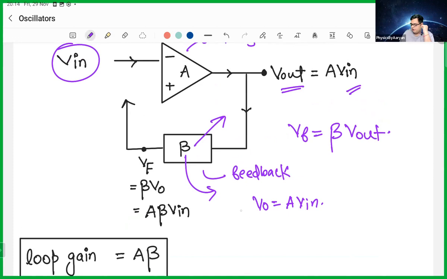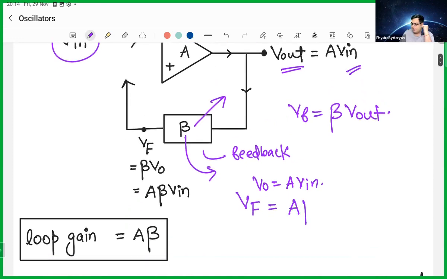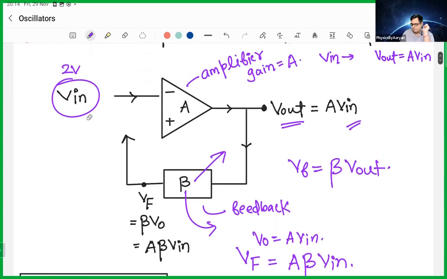So finally, how much is the feedback voltage? Feedback voltage is A into beta into V input. Either you can write it as beta V output, or you can write it as A beta V in. So you can write it in terms of output voltage or input voltage. So two things are happening here. Number one, the action of an amplifier.